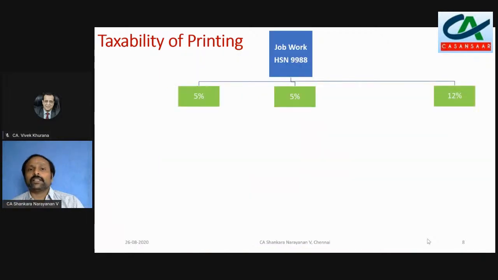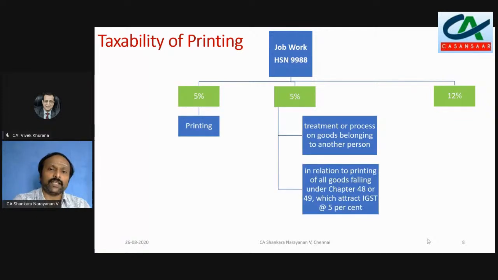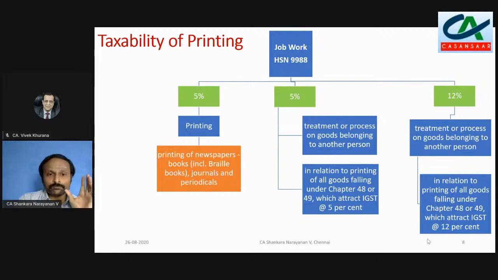Now, printing related taxability, what they have said is the taxability happens either at 5% or 12%, in different scenarios. The 5% applies when I print and give it to you, any printing of newspapers on my own account. When I print newspapers, journals, or periodicals, it is considered to be a process and it is taxable at 5%. If the goods belong to you and you give them to me for printing, and the goods fall under chapter 48 or 49 of the HSN chapters and are taxable at 5%, my job work shall also become taxable at 5%. Suppose the output of the printing contract that you have given me falls under 48, 49, but it attracts 12% GST, then my job work shall also become taxable at 12%.